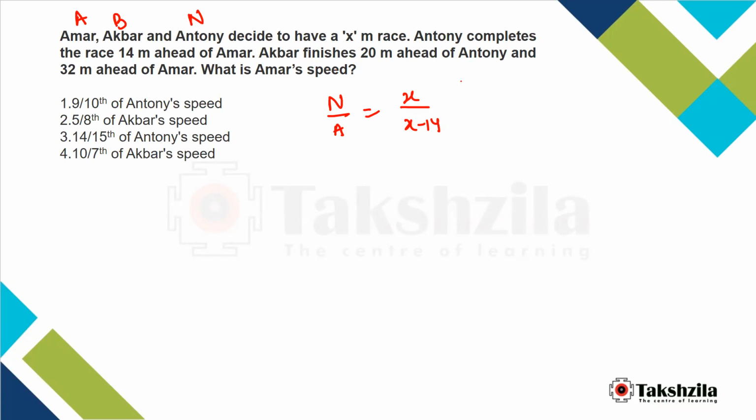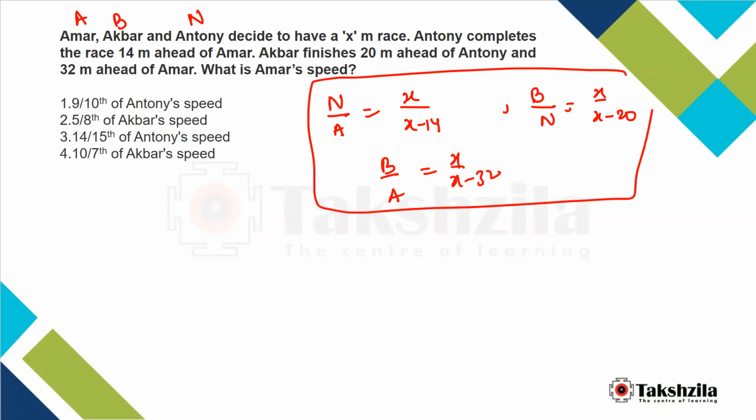Akbar finishes 20 meters ahead of Antony. Now Akbar is B and Antony is N. Akbar is 20 meters ahead, so basically Antony is 20 meters behind. Akbar finishes 32 meters ahead of Amar, so Amar will be x by x minus 32. This is exactly the same question as the previous two, and you have to solve this. That's it, nothing else. Solving, you will most probably get the answer easily.